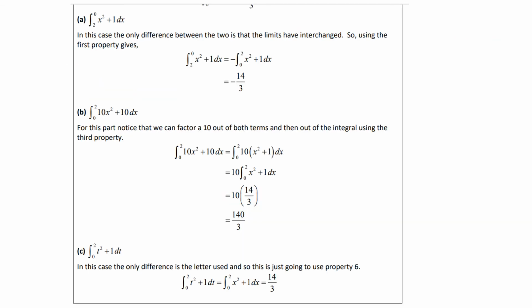See how you do. Well, here we just changed the limits of integration from 2 to 0 and 0 to 2, so that's going to be negative 14 over 3. Here we had a factor of 10 that we pulled out, so the answer is just going to be 10 times the 14 over 3, or 140 over 3. And here we did the first problem again, just with t being the independent variable, and we get 14 over 3.